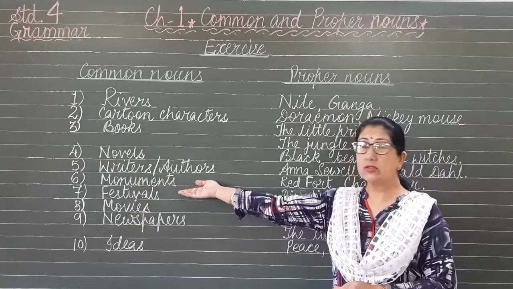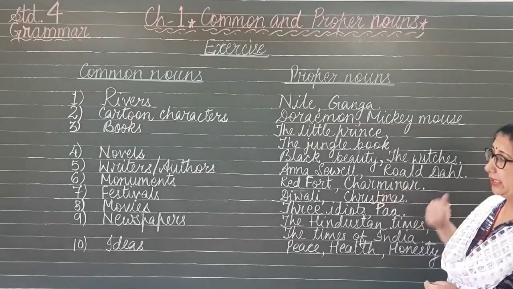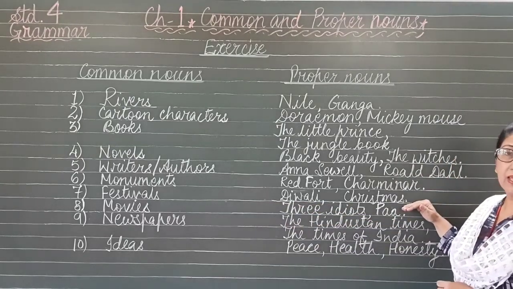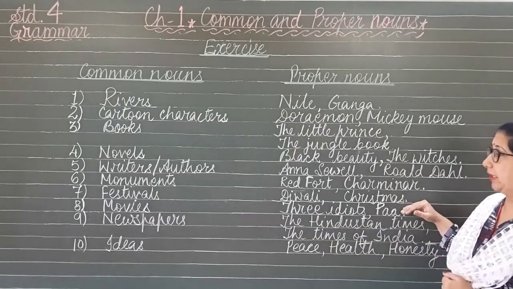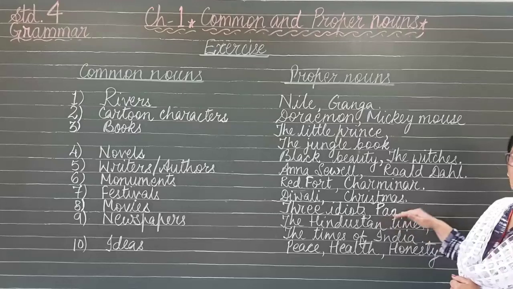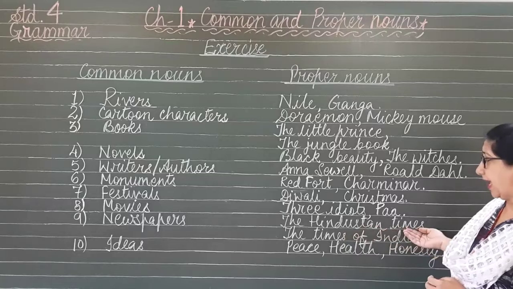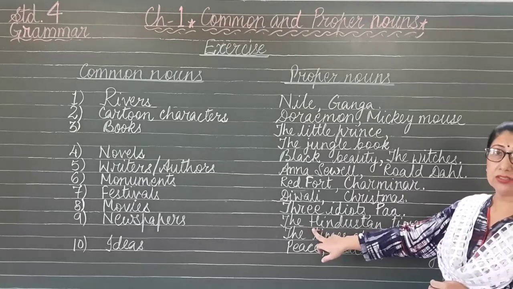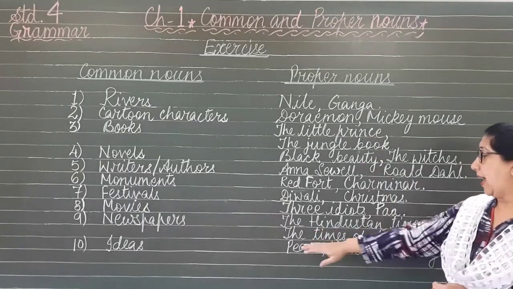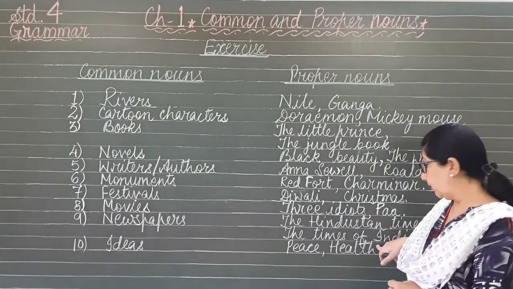Then monuments, which are also known as historical buildings. Proper nouns are Red Fort, Charminar, etc. Names of festivals, if we see, Diwali, Christmas, and we are blessed with many festivals in India. Then names of movies, the famous movies, Three Idiots, etc., can be written as proper nouns. Names of newspapers, the Hindustan Times. Here H is also capital because it is a proper noun for a country. Okay. So the Hindustan Times and the Times of India. Again, in India we will write a capital letter because it is also the name of a country.